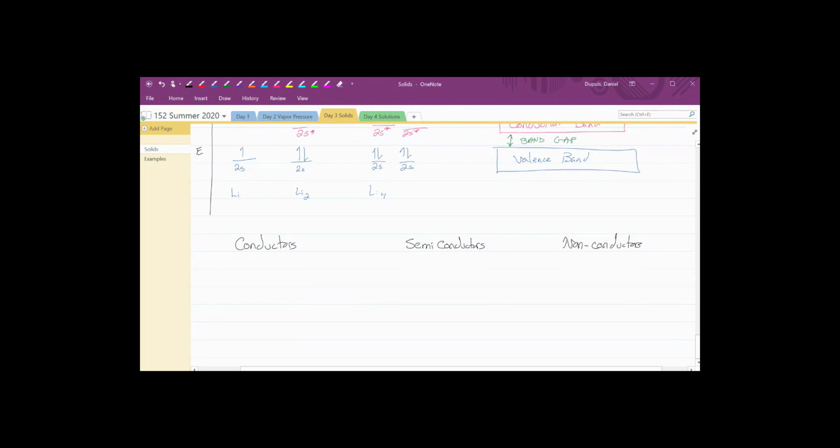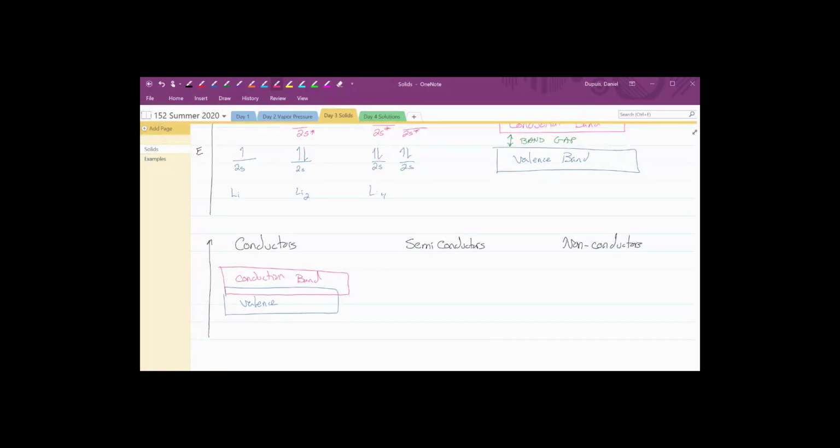So if we have a conductor, I use blue, my valence band and my conduction band a lot of times look like this. A lot of metals are this way. All right, I'm thinking copper, silver, and gold. Great electronic conductors. They don't have a band gap.